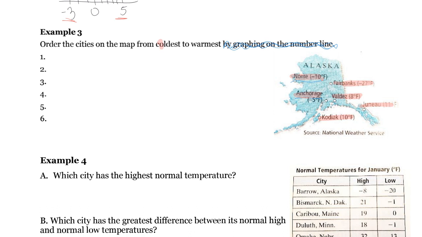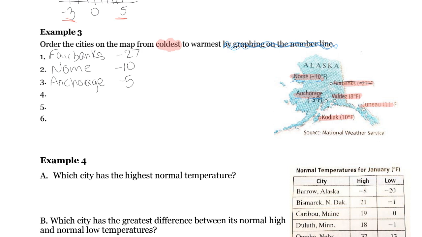So which one's the coldest? Think about temperature. The larger the number, the hotter it is. The smaller the number, the colder it is. So which one do you think is the coldest temperature? Hopefully you're saying Fairbanks. So number 1 is Fairbanks. Okay, the next coldest. We crossed off Fairbanks, so the next city would be Nome. Fairbanks was -27. Nome is -10. What do you think the next one's going to be? It's going to be Anchorage. And that's -5.